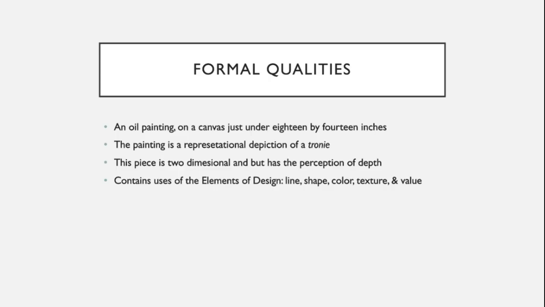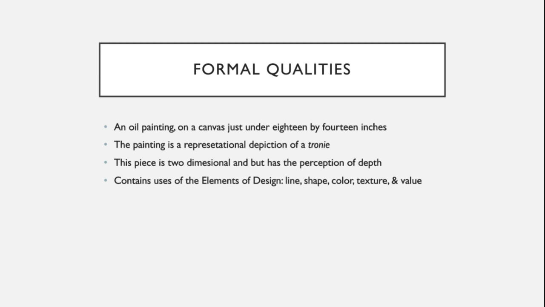Part 1. Description. The formal qualities of The Girl with the Pearl Earring are that it is a painting made with oil paint on a canvas that is roughly 40 by 35 centimeters, or just under 18 by 14 inches. This work is a representational portrait of a tronie, which is a real person but a character that comes from the mind of the artist. This painting is 2D but has a perception of depth through the use of light and shadow.